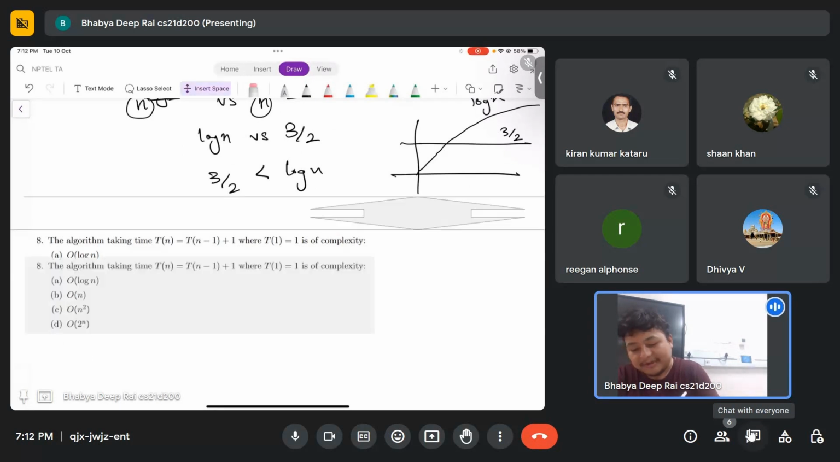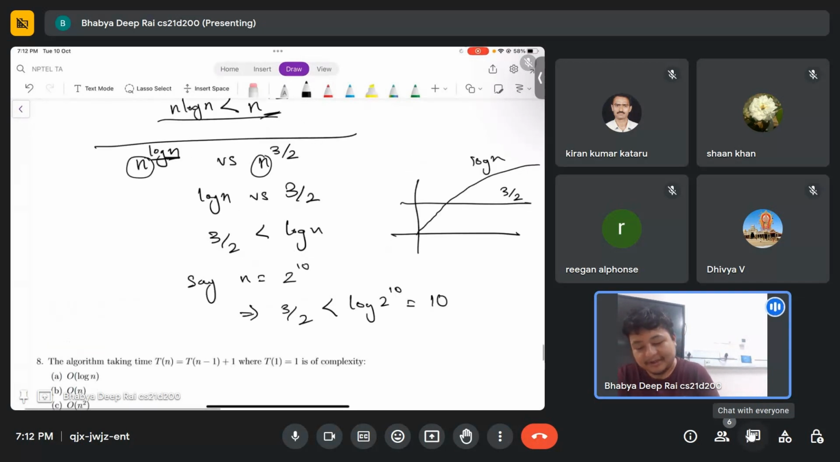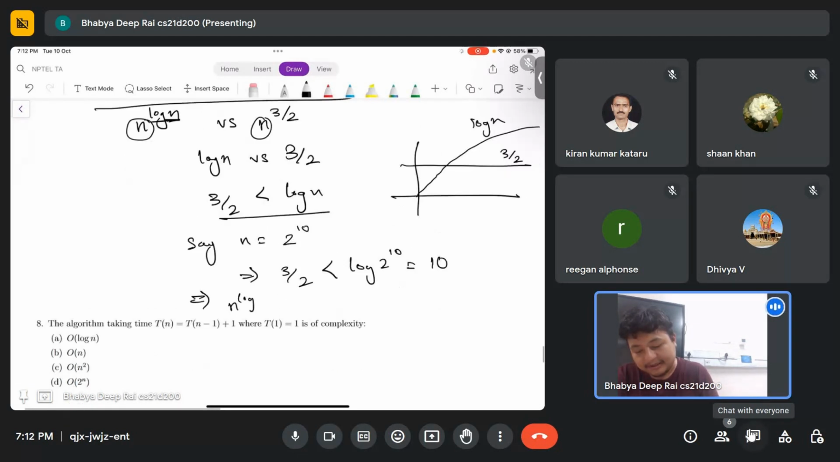Or to make matters more understandable, say n is 2 power 10. Then 3 by 2 is less than log of 2 power 10. Why? Because log of 2 power 10 is nothing but 10, and 3 by 2 is just 1.5. So we have that 3 by 2 is less than log n. Therefore, n to the 3 by 2 is less than n to the log n.